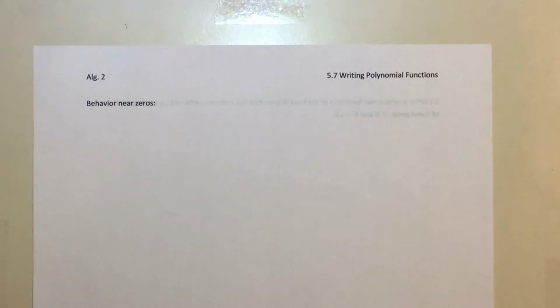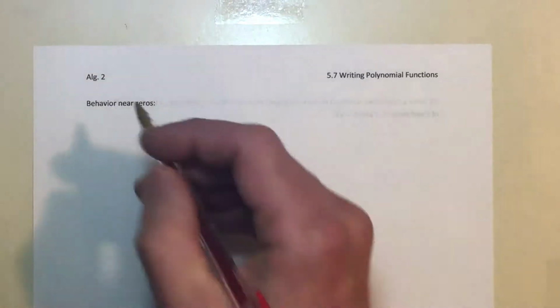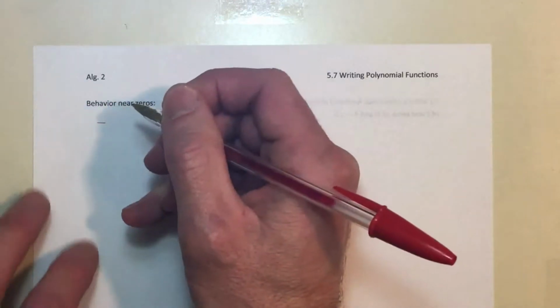A big part of graphing polynomials will be to determine what all the zeros are. And then once you get those zeros, you're going to be able to determine whether the graph crosses at the zero or if it bounces off of it, if it's tangent to that zero. So that's what I want to talk about right here. I got a few things I want you to write down.